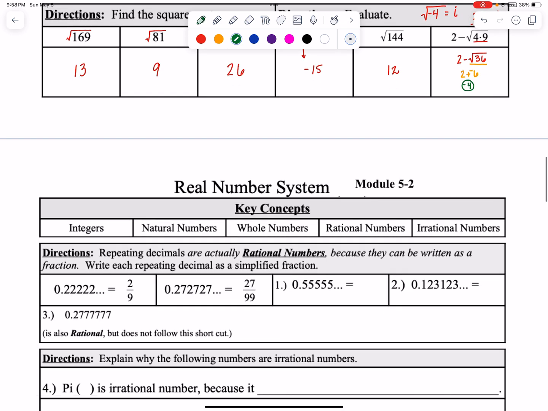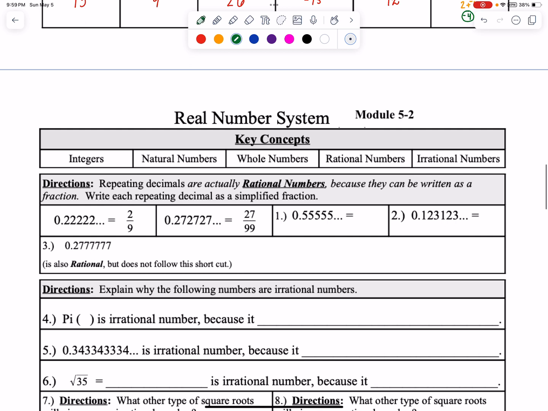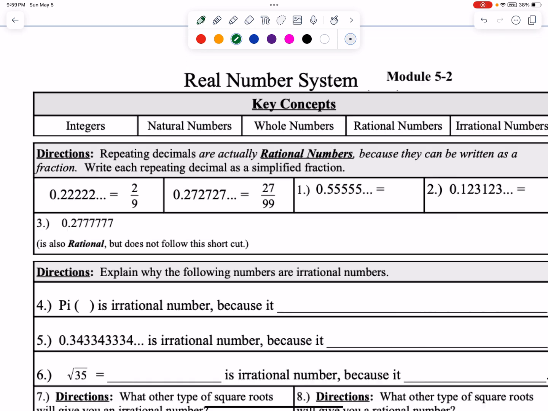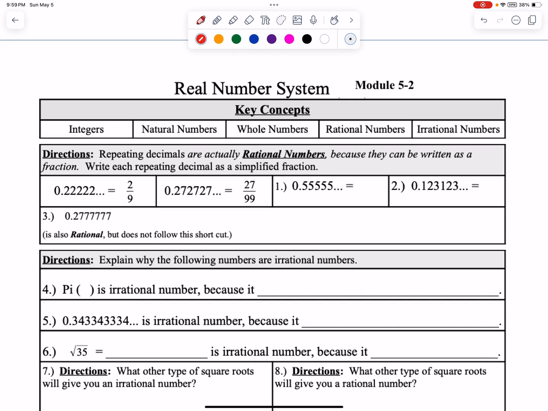All right, now, if you're to move on to 5-2, then here you go. Our key concepts: we already talked about the different types of numbers in the real number system. Let's go ahead and practice reminding each other.